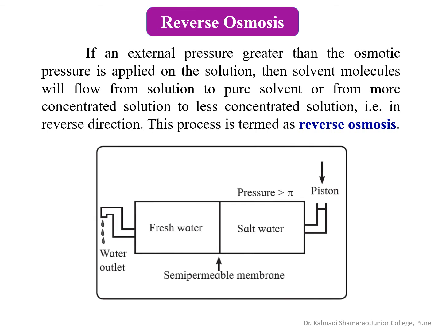Let us understand the process of reverse osmosis with the help of this figure. Fresh water and salty water are separated by a semi-permeable membrane. When a pressure larger than the osmotic pressure of the solution is applied to the solution, pure water from salty water passes into fresh, pure water through the membrane.